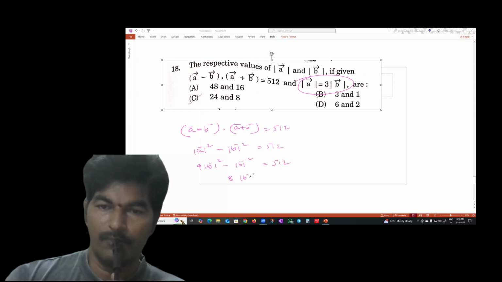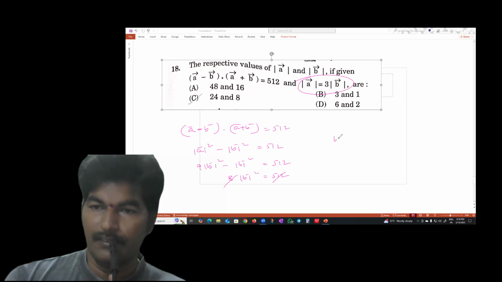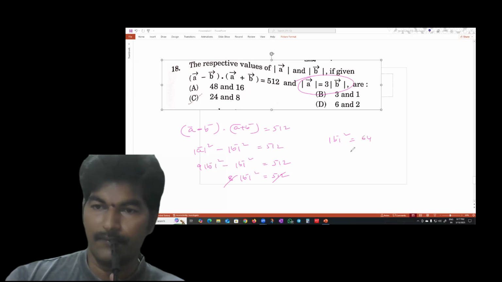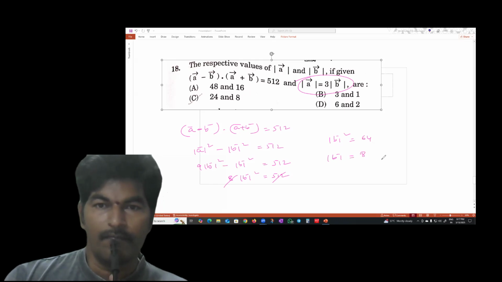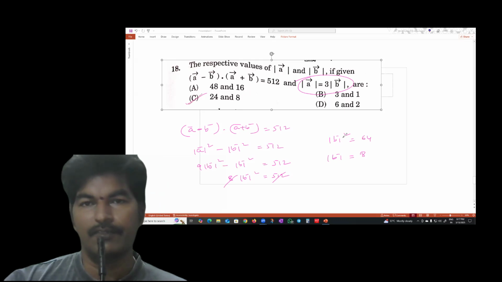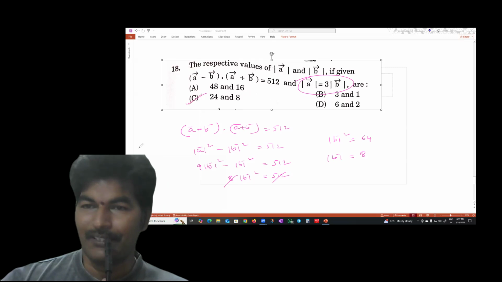So 8 mod B bar square equal to 512. It got cancelled, 2 power how many times? Mod B bar square is equal to, this is 2 power 9 and 2 power 3, 2 power 6. 2 power 6 is 64. So mod B bar is equal to plus or minus 8, you can consider. Then with respect to mod B bar is 8. So 8, where is 8? Option C is correct. Okay. So there is no need of finding mod A bar. Mod B bar is showing only one option, 8. So I confirmed the answer.